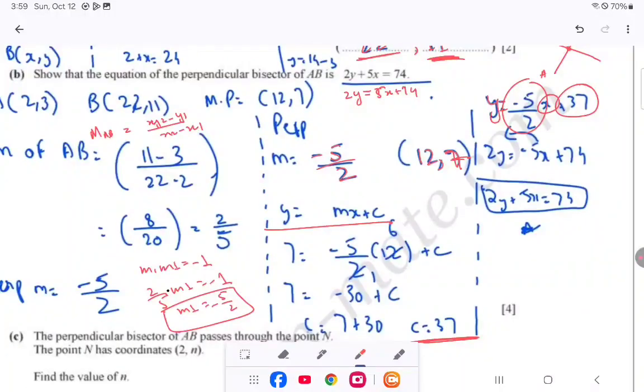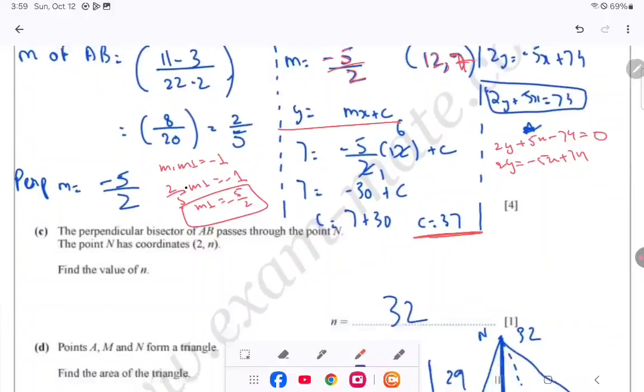Arranging it further, multiply both sides by 2, and we are left with 2y plus 5x minus 74 is equal to 0, or 2y is equal to negative 5x plus 74. This is our line equation which we had to calculate.